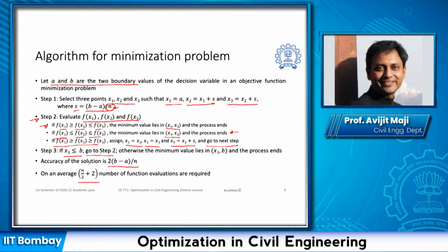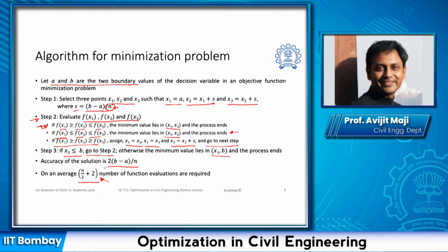If we reach the optimum solution where the first condition is satisfied, then we may have fewer function evaluations. But if we are reaching towards the end, when the minimum value lies between these points, then we are going to have the maximum number of function evaluations. So depending on the number of function evaluations required, on an average it is going to be of this amount.